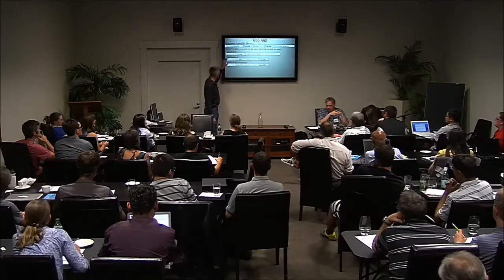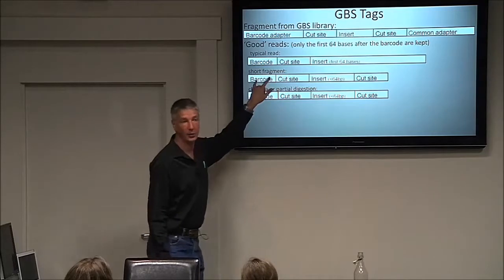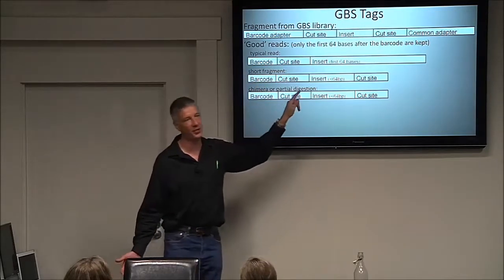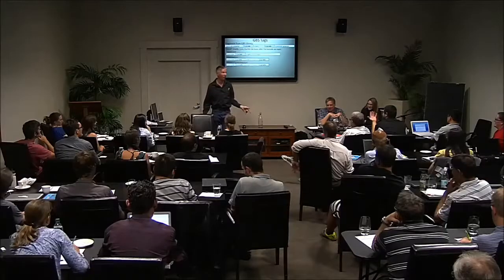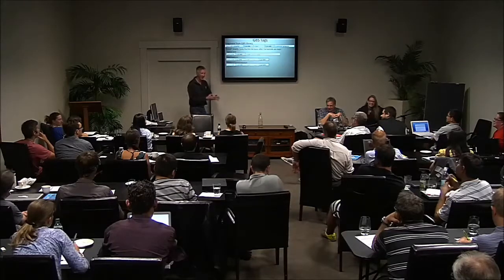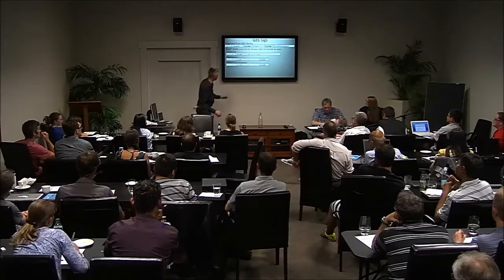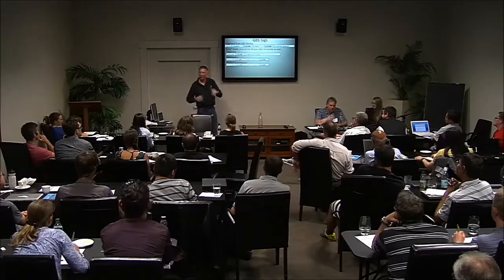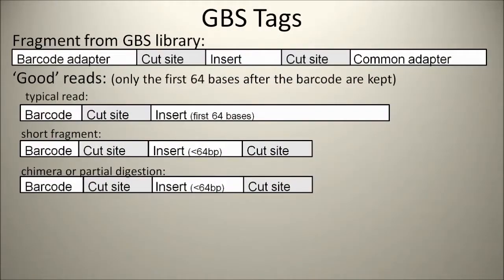So Goodread has the barcode, and does anybody know why we need the barcode? I'm looking for audience participation. If you guys don't have this one, we're really in trouble. Why? That's right. You assign it back to the sample. Okay. And then it needs to have the cut site because it's anchoring. We're anchoring all these reads to the genome based on the starting cut site, right? So we want that there, so we can make these comparisons and call SNPs, and then the rest of your insert DNA up to 64 bases. Okay. So that's what we're looking for.